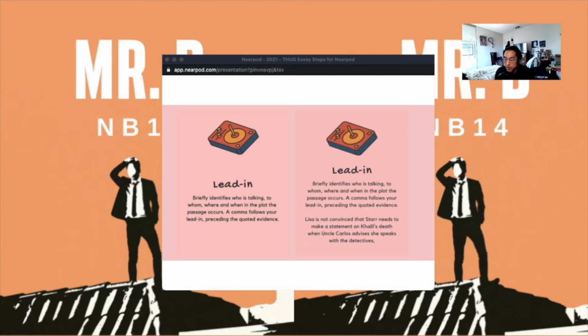Lisa is not convinced that Star needs to make a statement on Khalil's death. When Uncle Carlos advises she speaks with the detectives, comma. So you see how the comma is at the end there? This is clearly a sentence on its own, but for the sake of what a lead-in does, it's leading into your concrete detail or your evidence. Now let's look at the piece of evidence that the writer is providing.